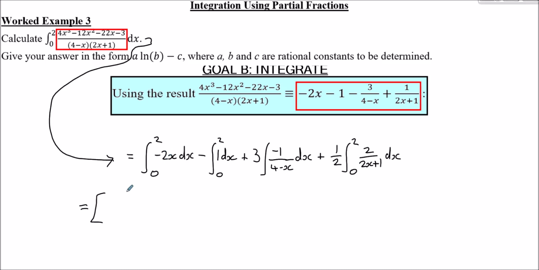Minus 2x integrated becomes minus x squared. Minus 1 will integrate to negative x. This here will give me plus 3 lots natural log mod 4 minus x. And this here will be half natural log mod 2x plus 1, in between the limits of 2 and 0.